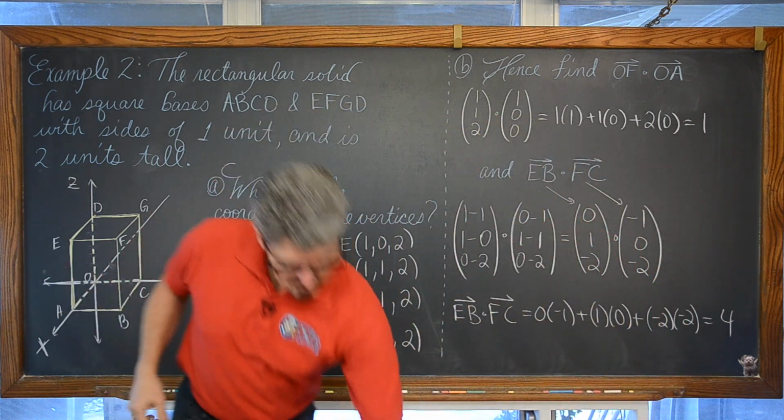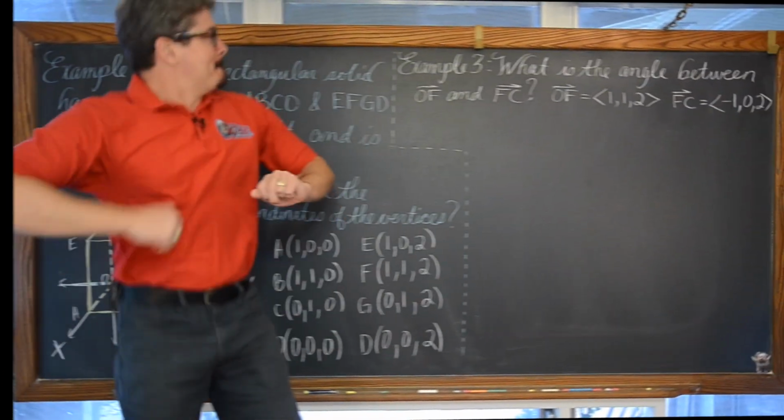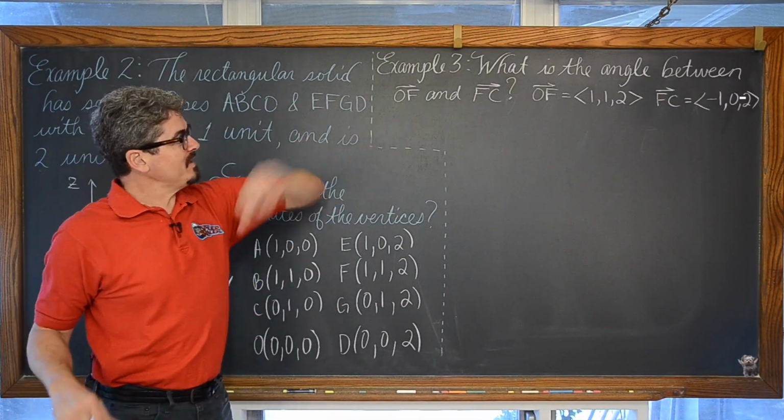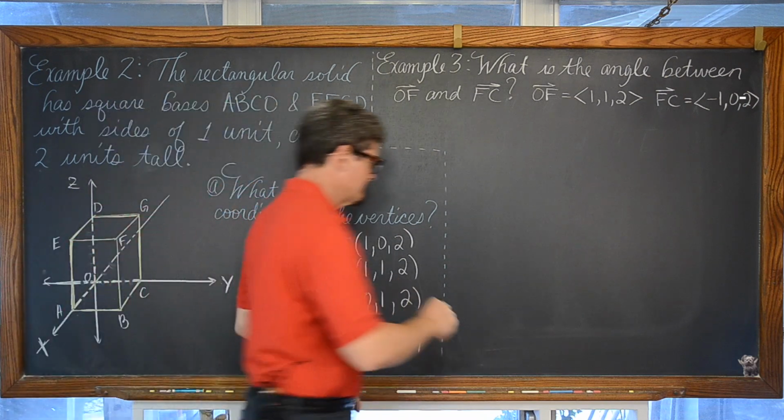And that is it. Let me just make sure I didn't do something silly. Yep, good. Bam! Example 3. What is the angle between vector OF and FC?